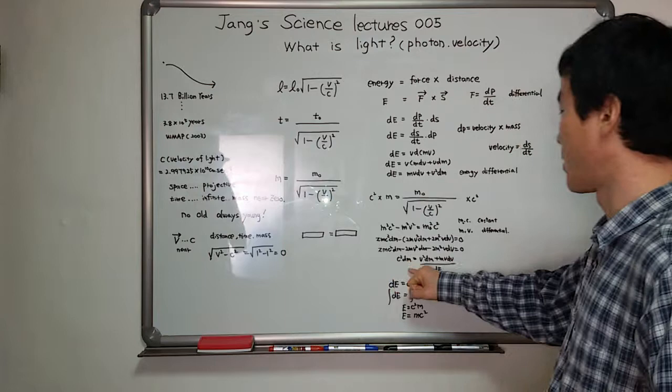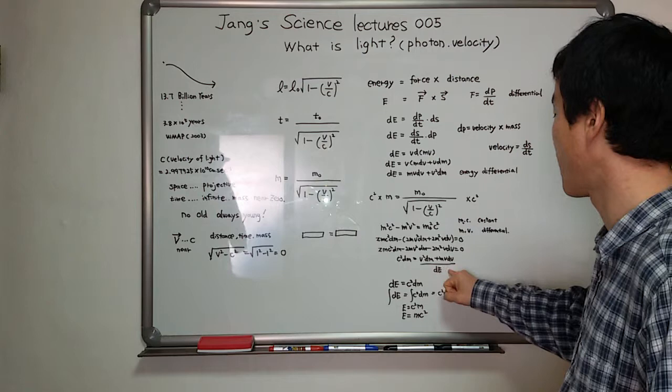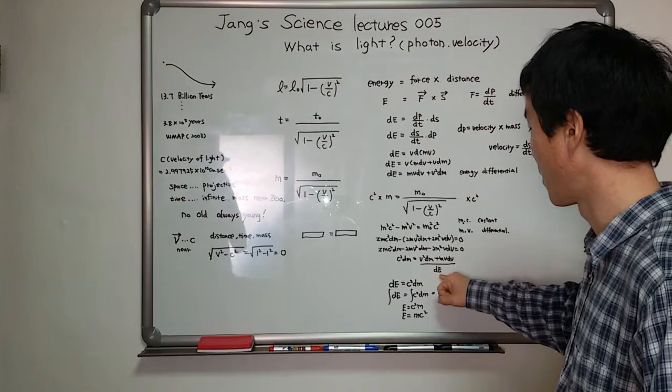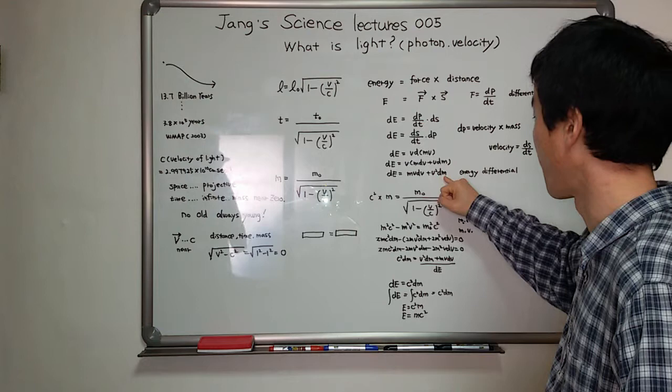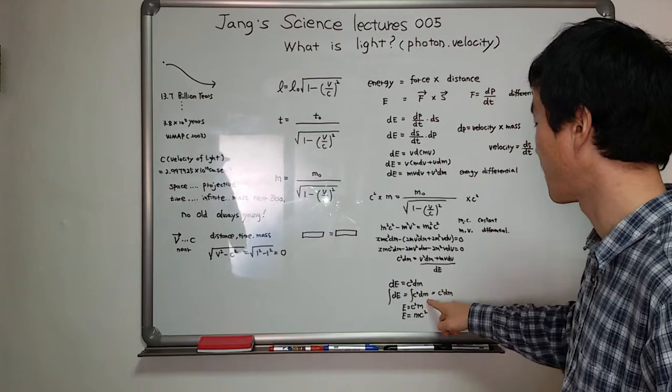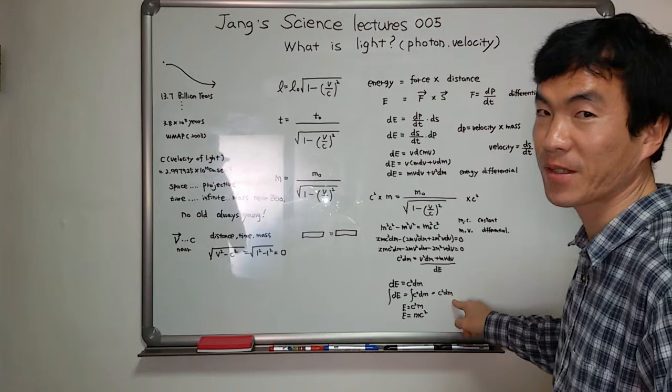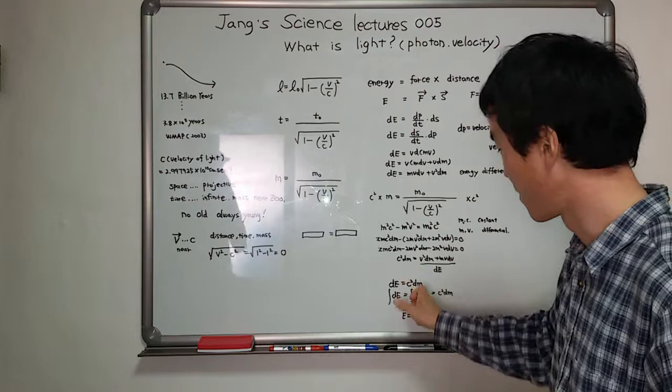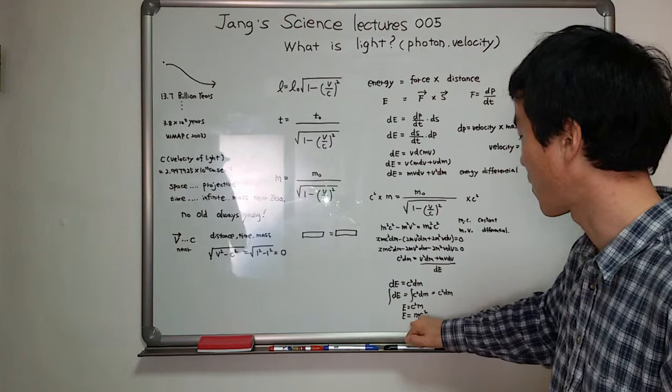We have this result: c squared dm equals v squared dm plus m v dv, that is dE. Don't forget dE. dE equals m v dv plus v squared dm. General differential: dE equals c squared dm. Integral dE equals integral c squared dm, which is c squared m. Oh, a very exciting moment: E equals mc squared. Yes, the result. We got it: mc squared.